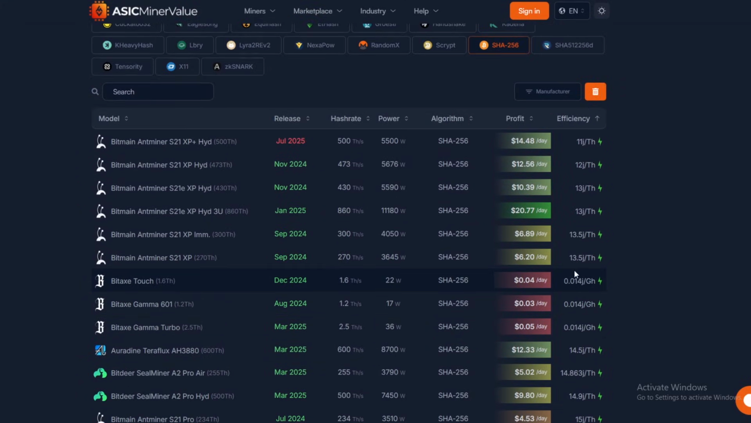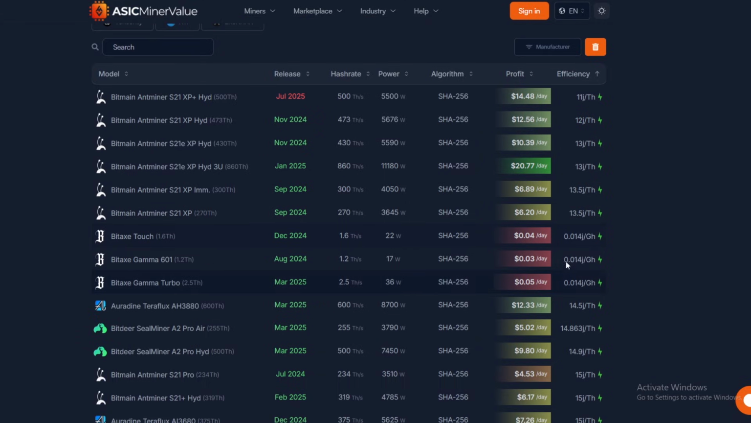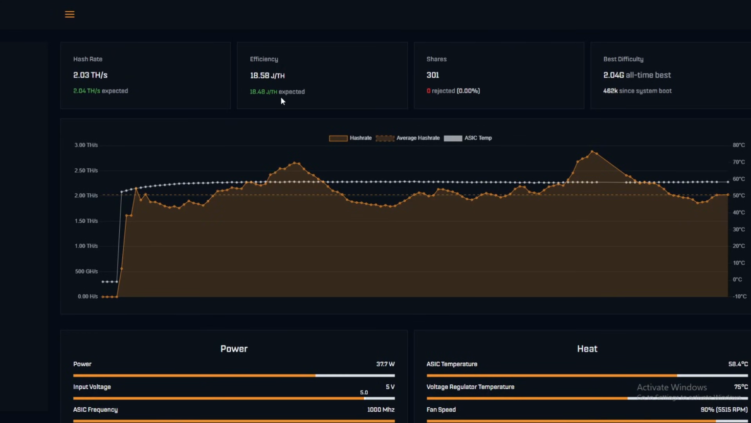But even with the first iteration of testing the Copperzilla heatsink, I know that this S21XP can get down to 13.5, which is very, very low. Even before that, we had an average efficiency of around 12, which was nearly up there with the S21XP Hydro, and the most efficient one on the market right now is 11 joules per terahash. I don't think we're ever going to get down to that in terms of efficiency, especially not trying to overclock it to this hash rate.